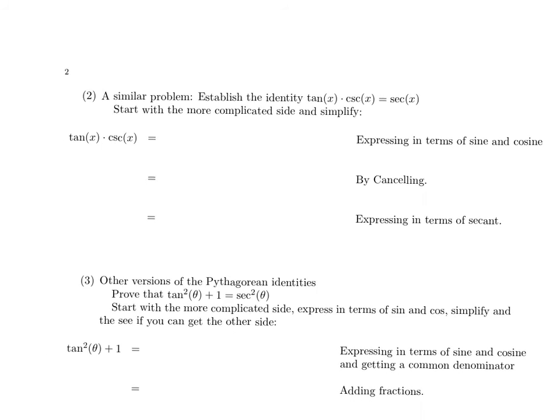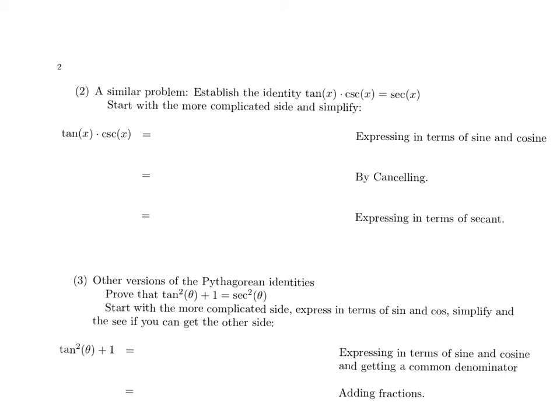Motivated by the proof that's off to the side, if I want to prove that tangent of x times cosecant of x is equal to secant of x, let's start with the more complicated side. Tangent x times cosecant. We'll express in terms of sine and cosine. So tangent is sine x over cosine x. Cosecant is 1 over sine of x. And I see a cancellation. I see that the sine of x's cancel. So maybe by canceling the sine of x, because right, you can.